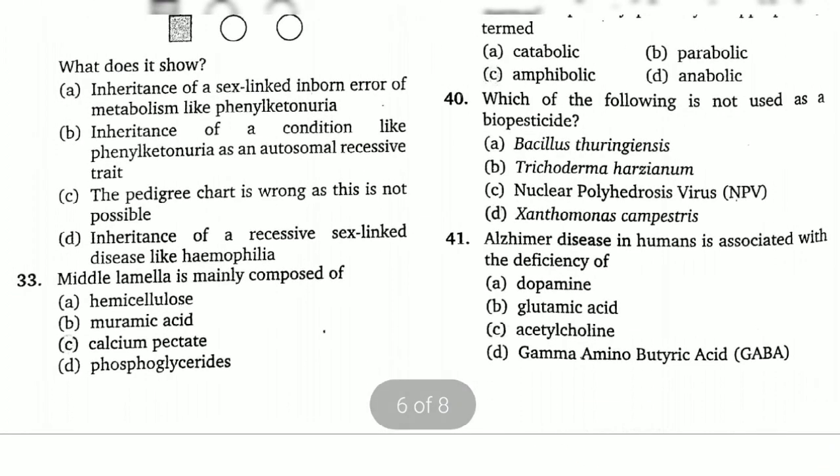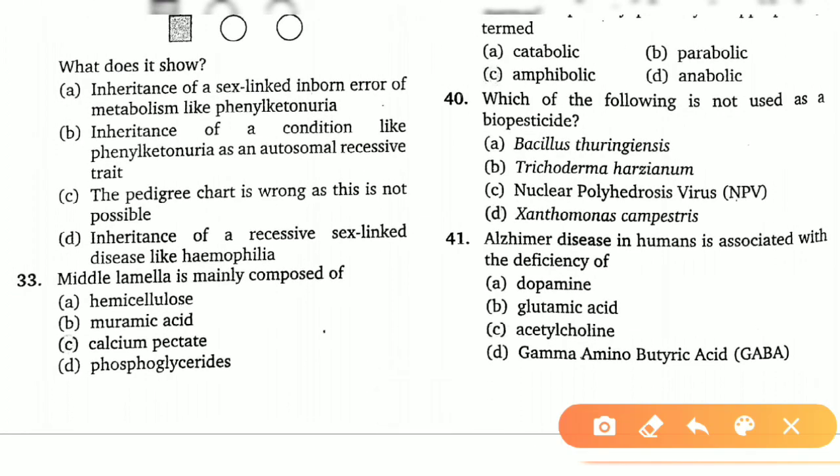Now, 40th question. Which of the following is not used as a biopesticide? Bacillus thuringiensis, Trichoderma harzianum, nuclear polyhedrosis virus, Xanthomonas campestris. So the answer is Xanthomonas campestris. Now, 41st. Alzheimer's disease in humans is associated with deficiency of dopamine, glutamic acid, acetylcholine, or gamma aminobutyric acid. So the answer is acetylcholine.